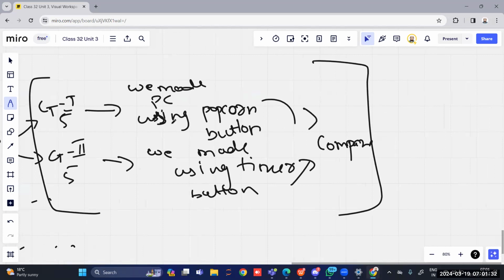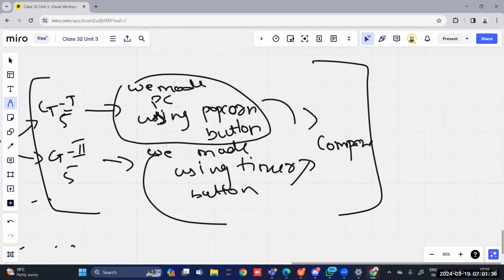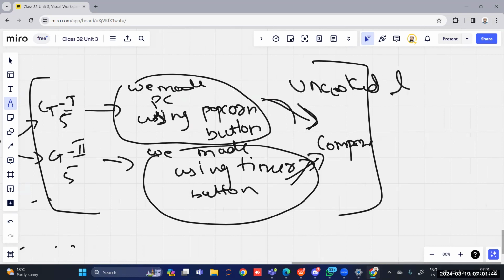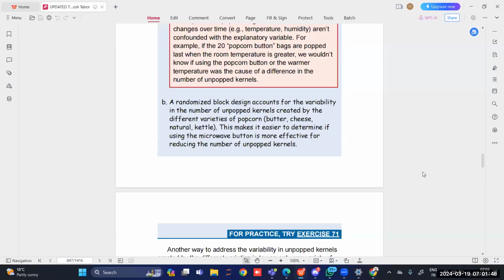Both of these ways we have applied, one using popcorn and one using the timer button. How much uncooked is left? We are measuring uncooked left in both the cases, so we are measuring that, created by different varieties of popcorn.